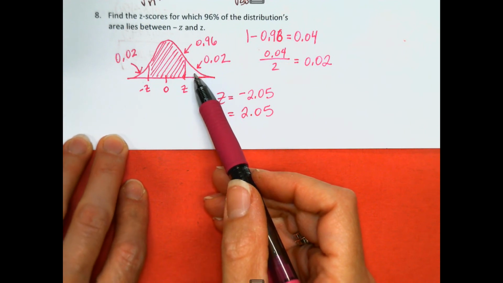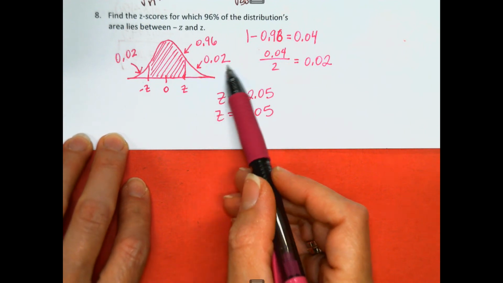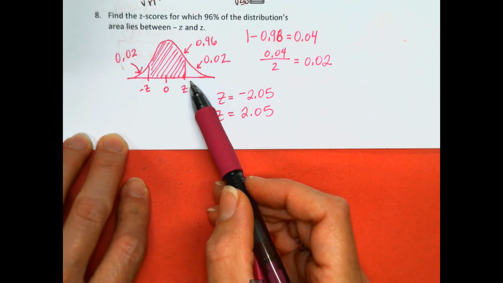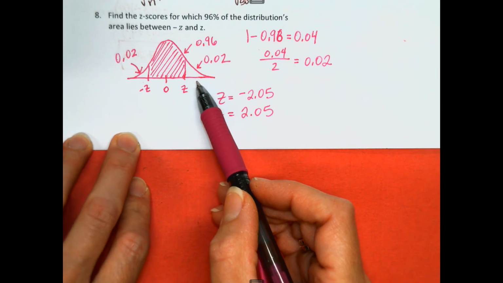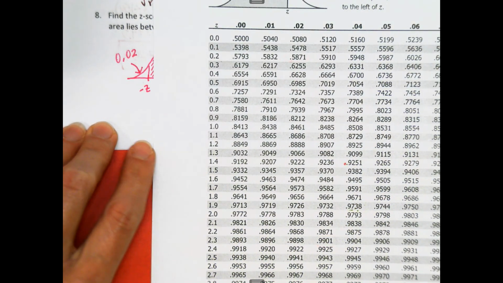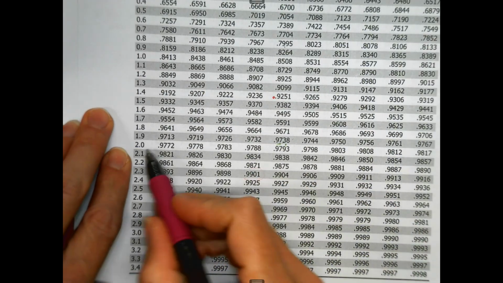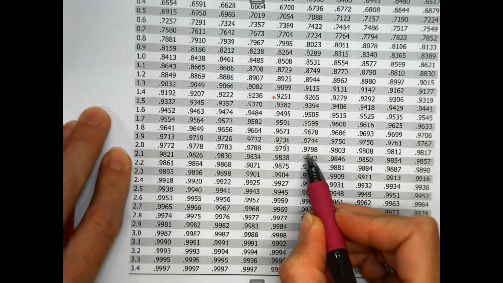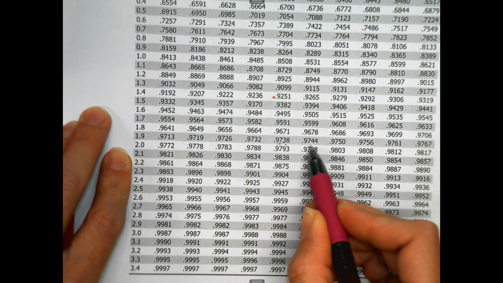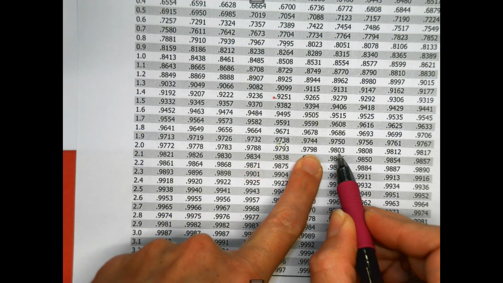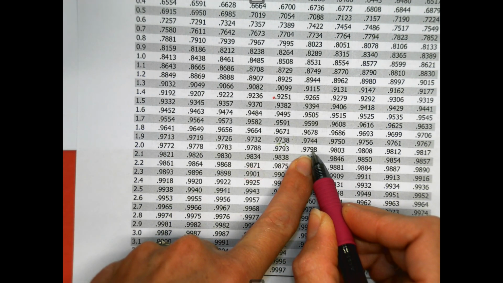You could also find this one if you wanted to. The way you would do that is you would have to subtract 0.02 from 1, which would give us 0.98. So if we go to 2.05, we should be as close as we can to 0.98. And in fact, that is the value that is the closest to 0.98. It is between this one and this one, and it's closer to this one, which is 2.05.